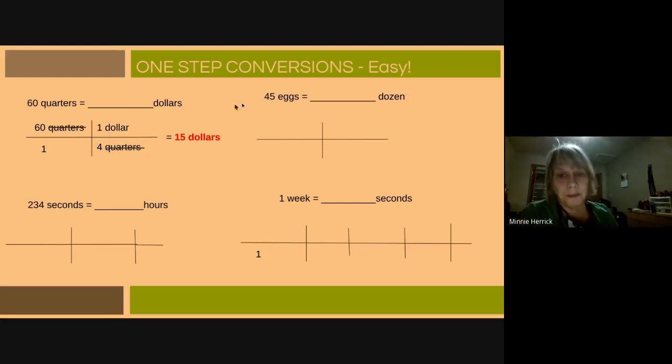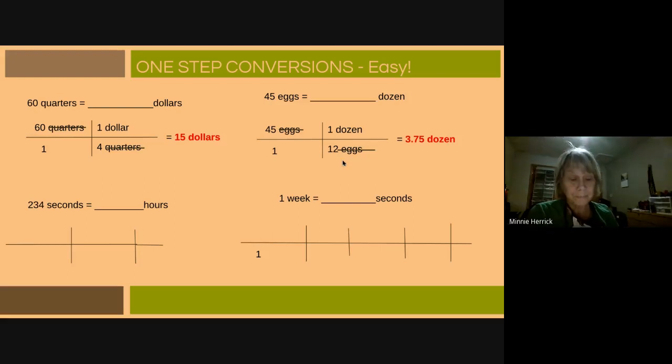Okay, let's do this with eggs and dozen. Remember that 12 eggs equals 1 dozen. So since we have eggs here, we want to get rid of eggs. So we're going to put the 12 eggs right here. What does 12 eggs equal? It equals a dozen. And then you'll notice that the eggs on top and the eggs on the bottom cancel out. So that means you take the top number divided by the bottom number, because the number's on the bottom. When they're top and bottom, you're going to divide. So 45 divided by 12 gives you a little bit over 3 dozen.